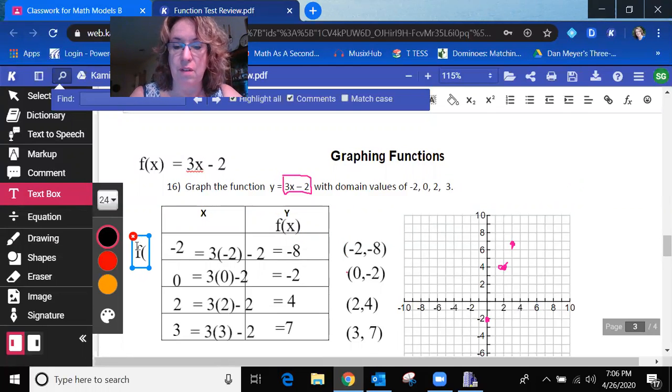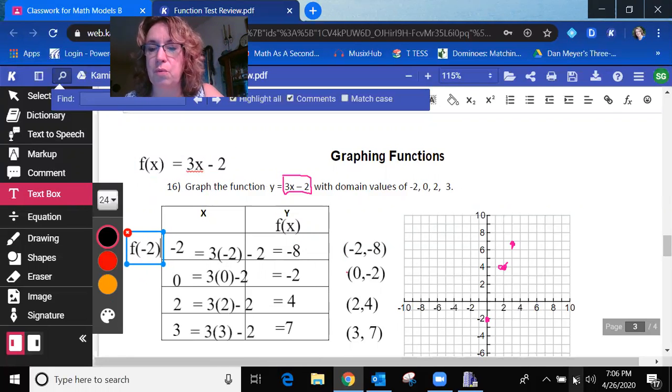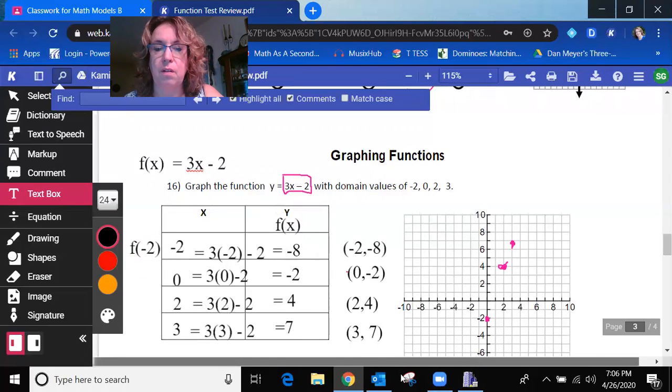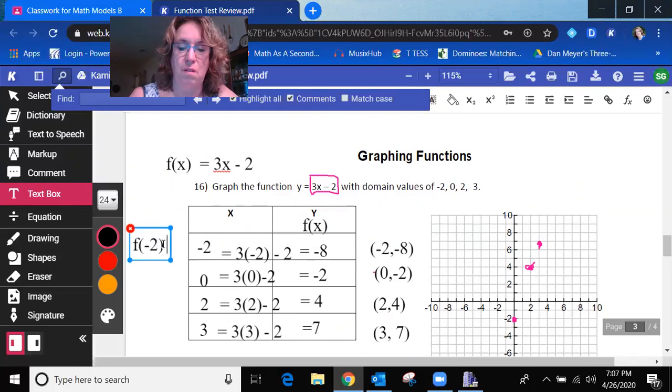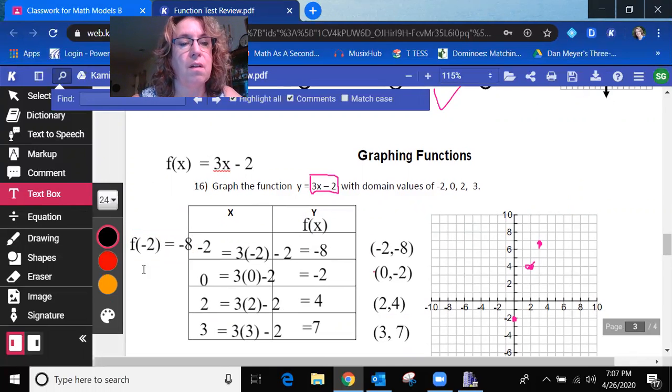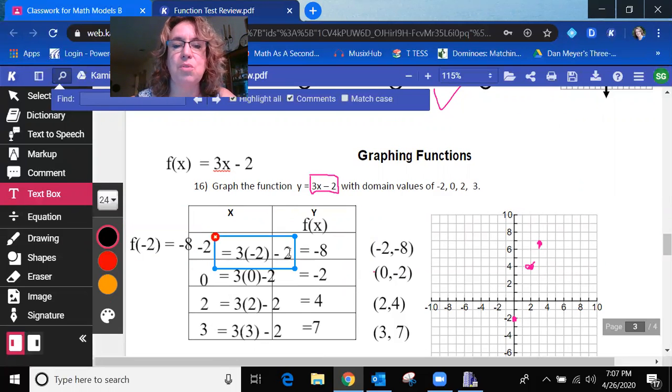What is the function of this value? What's this worth when x is -2? And I wish I had more room. Do I have more room over here? Yep. F of -2 equals -8. So notice the one inside the parentheses, that's your x. So -2 is the x, and what it's equal to is the y. This is the x, and this is the y.